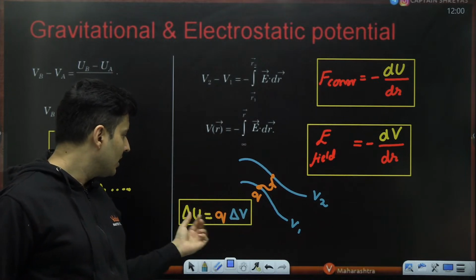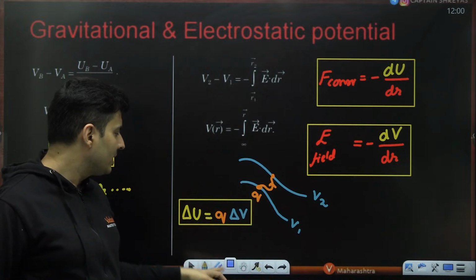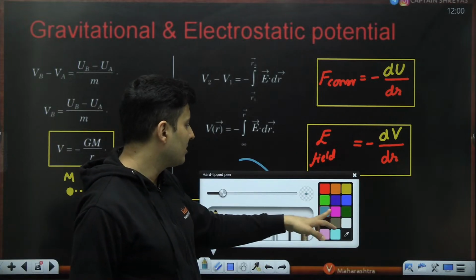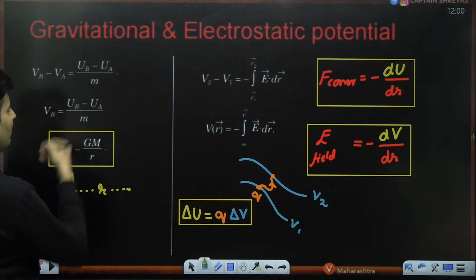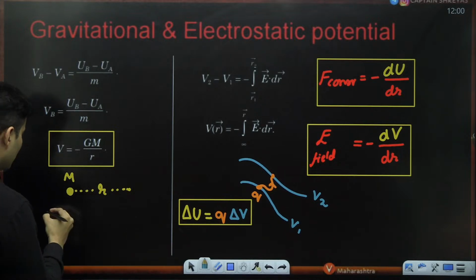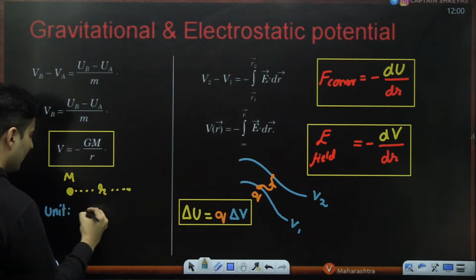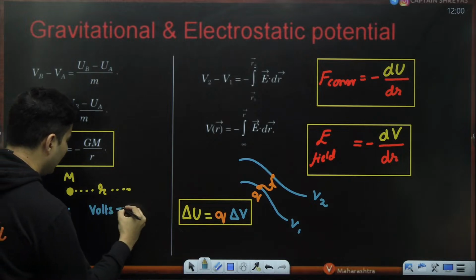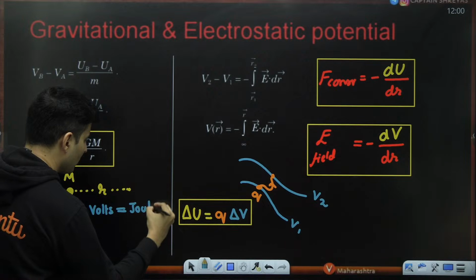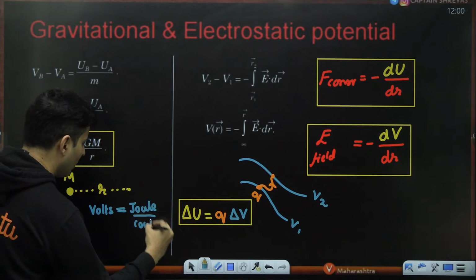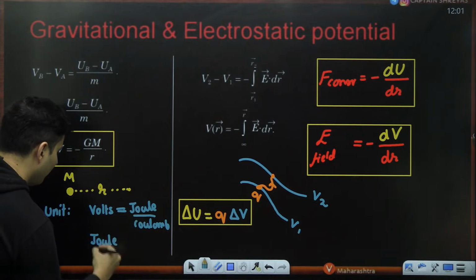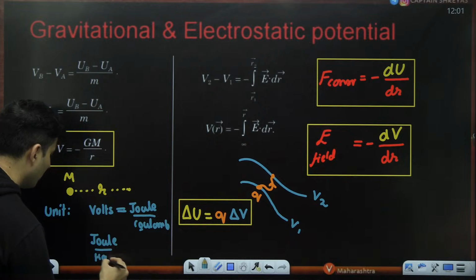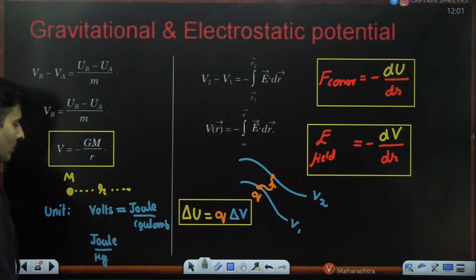So you can see voltage is energy per unit charge. Voltage is nothing but energy per unit charge. So that's why, even if you see over here, it is energy per unit mass or energy per unit charge, whatever you want to say. The unit in case of electricity is volts, and volts is nothing but how many joules of energy change there per unit coulomb. But in case of gravity, instead of coulomb it will be kg, joule per kg. So this is for gravity only. This is for electrostatics. Okay. So keep these things in mind.